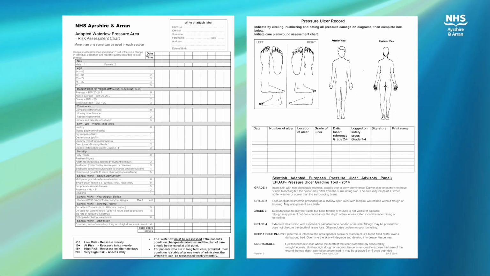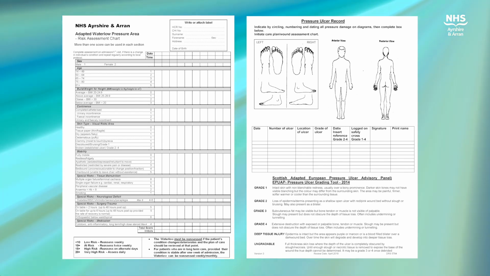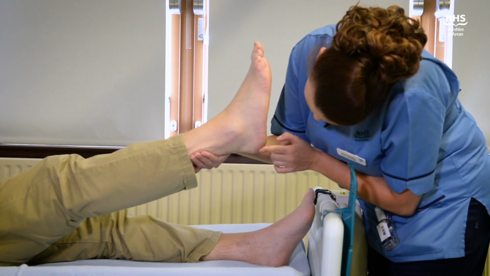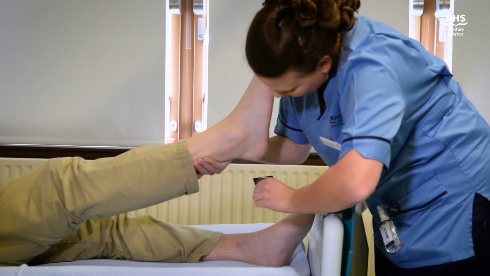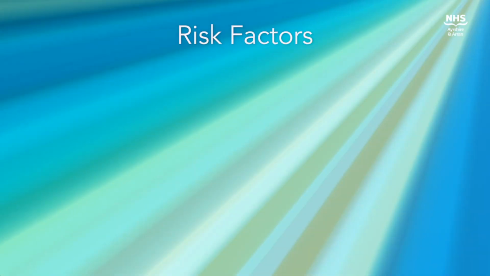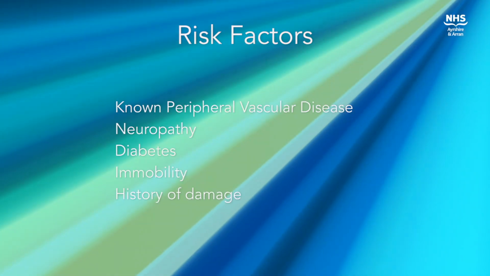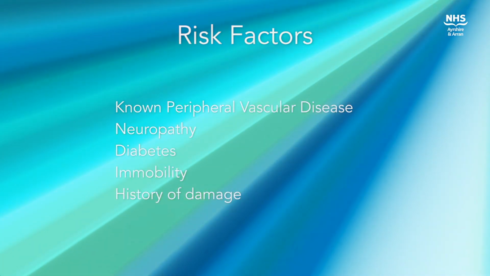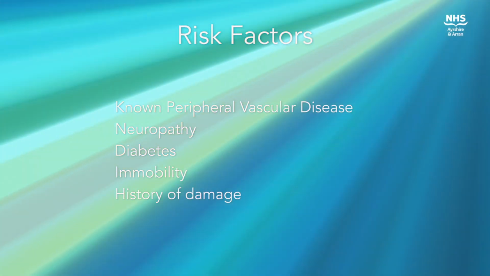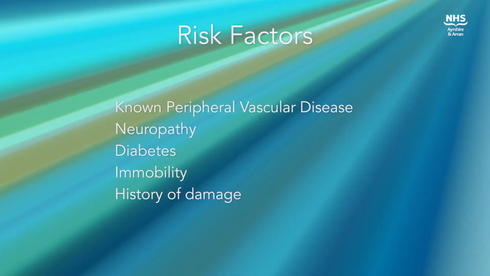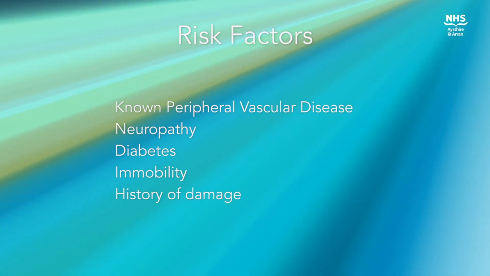Through completion of a formal pressure ulcer risk assessment, along with clinical judgment, staff should be able to identify relevant risk factors. These may include, for example, patients with known peripheral vascular disease, neuropathy, diabetes, immobility, or any current or previous damage to their feet.